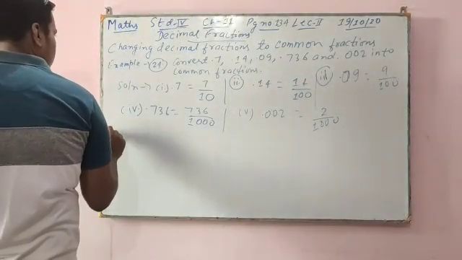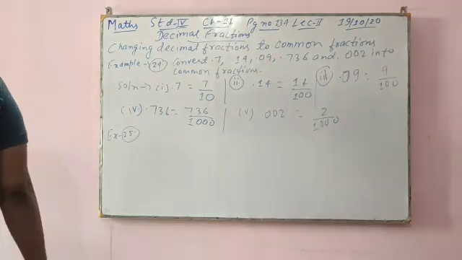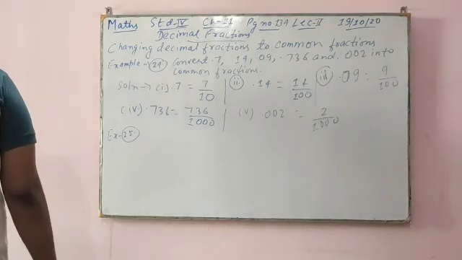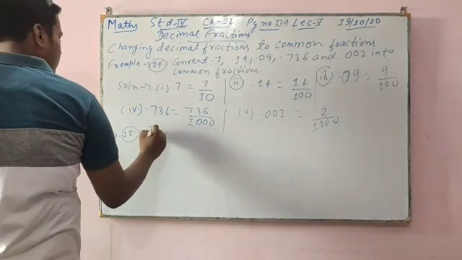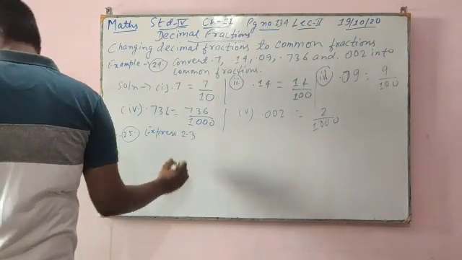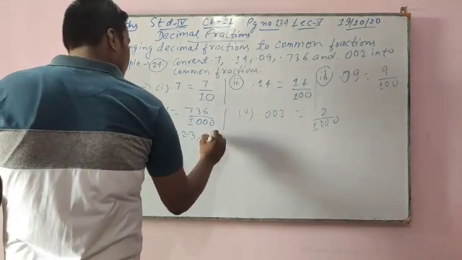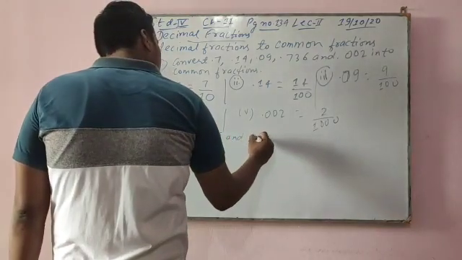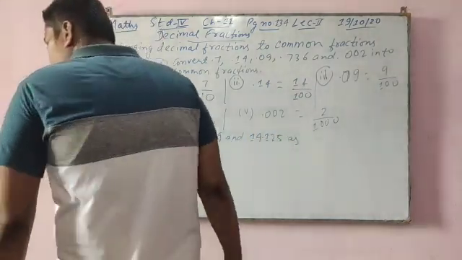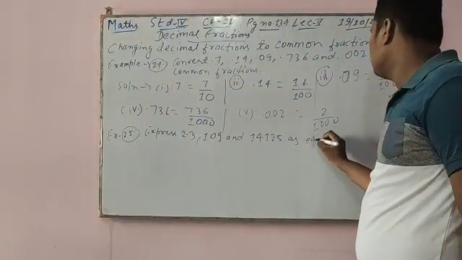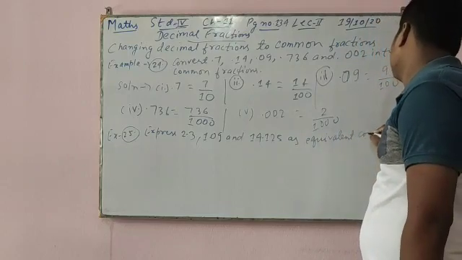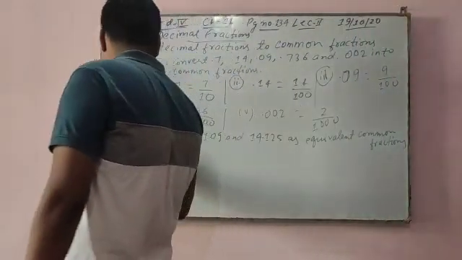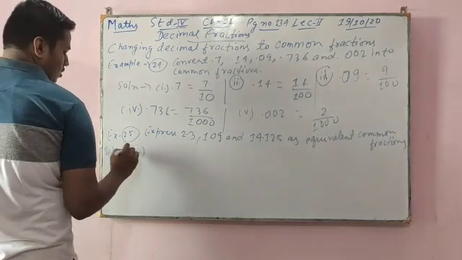Now we come to example number 25. Now you have to convert: express 2 decimal 3, 1 decimal 09 and 14 decimal 125 as equivalent common fractions. First we will see the solution of 2 decimal 3.